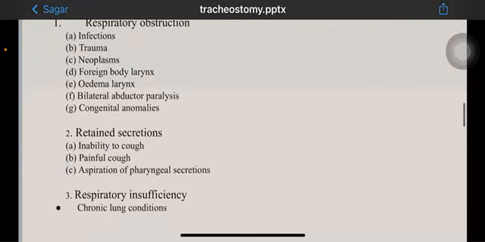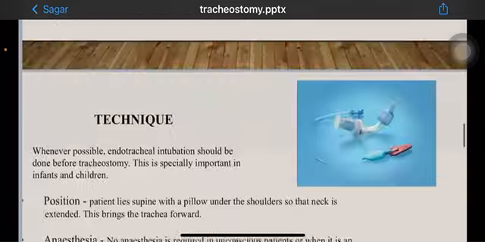Respiratory obstruction can be due to infections, trauma, neoplasms, foreign body larynx, edema larynx, bilateral abductor paralysis, congenital anomalies. Retained secretions due to inability to cough, painful cough, or aspiration of pharyngeal secretions. Respiratory insufficiency because of chronic lung conditions.